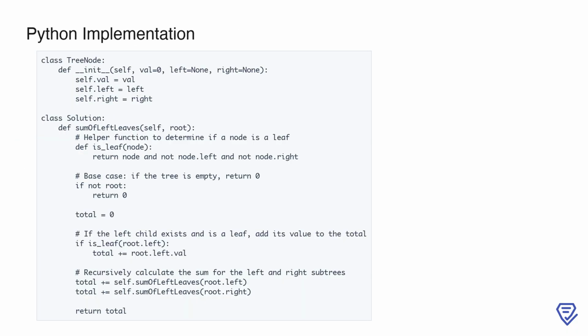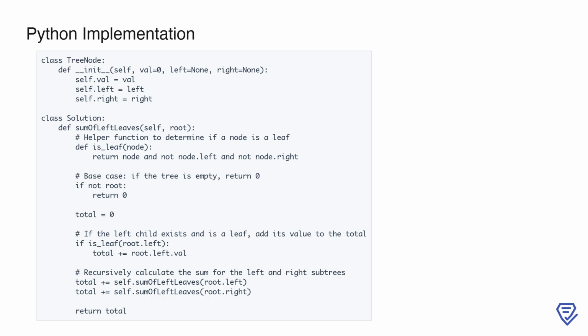This Python solution for LeetCode problem number 404, sum of left leaves, uses a recursive depth-first traversal to compute the sum of all left leaves in a binary tree efficiently. Let's break it down step by step. First, the TreeNode class is defined to represent nodes in the binary tree. Each node contains a value, val, and pointers to its left and right children. The Solution class encapsulates the main logic for solving the problem.